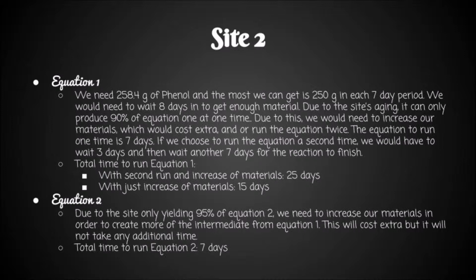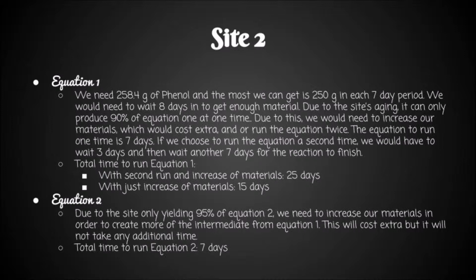The time to run the equation one time is 7 days. If we choose to run the equation a second time, we'd have to wait 3 days and then wait another 7 for the reaction to finish. With the second run and increase in materials, the total time would be 25 days. With just an increase in materials in one run, it would be 15 days.